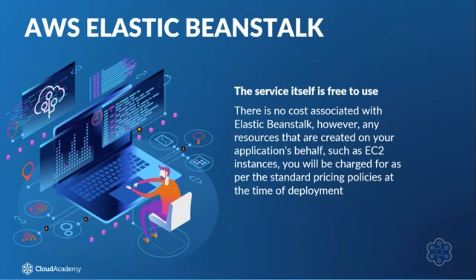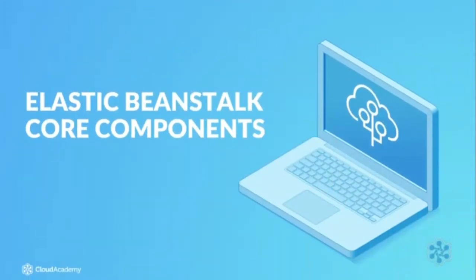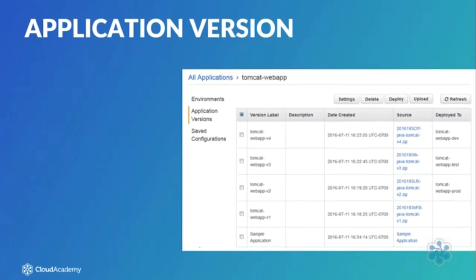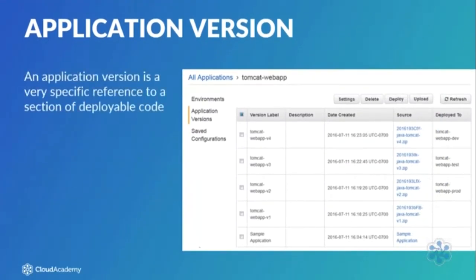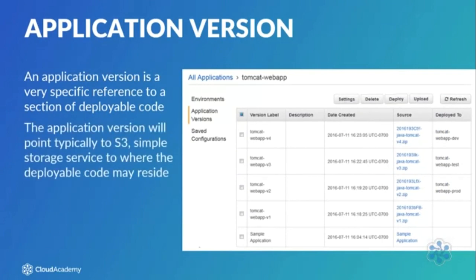So now we know at a high level what AWS Elastic Beanstalk is and does, let me run through some of its core components that create the service. The application version. An application version is a very specific reference to a section of deployable code. The application version will point typically to S3, the Simple Storage Service, to where the deployable code may reside.